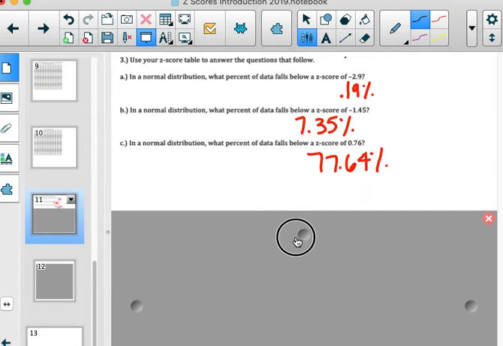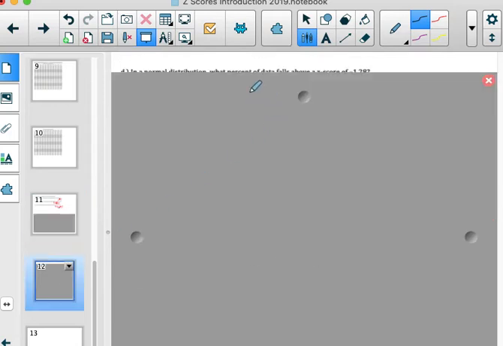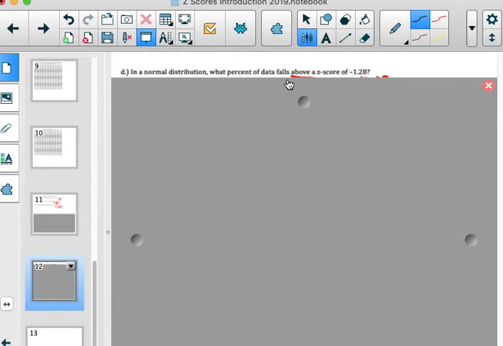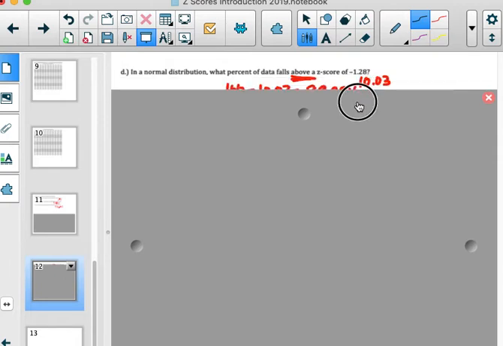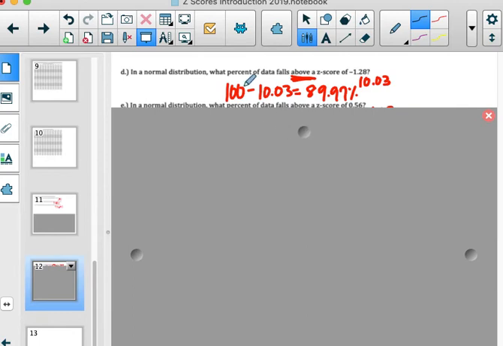And then on D, I'm now asking falling above that z-score of negative 1.28. We're still going to use the z-score table and go find negative 1.28, and that was 10.03%. And then we would take 100 minus 10.03, and then we'd know that 89.97% falls above the z-score of negative 1.28.